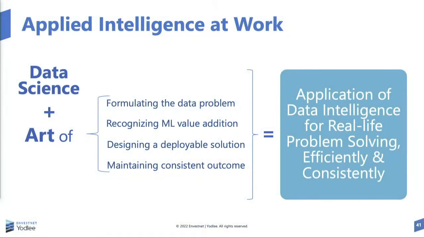Key takeaway, as we are getting to the time here: I have always said it's the so-called man-machine congruence. If you combine your data science with the art of formulating the right problem, you recognize the value of ML, you design a solution, and you maintain a consistent outcome, you get real application of data science. It is not easy. Building the model is comparatively the easier part of the equation. Then you can solve your real-life problems, maintain the solution, and have a competitive edge.